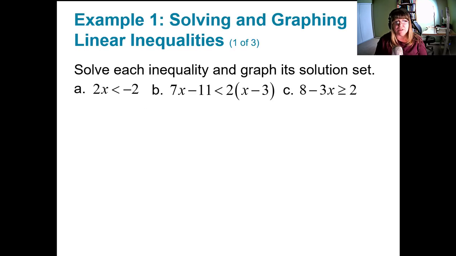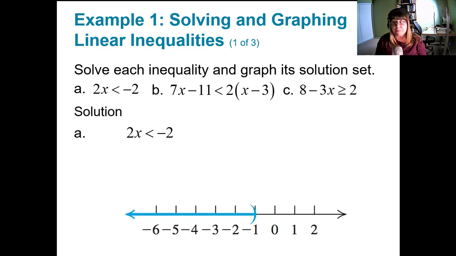Let's work through a handful of examples. We're going to solve each of these inequalities. We're going to graph the solution as well as state it in interval notation. So let's start with A. 2x is less than -2. I'm going to divide each side by 2, but 2 is a positive number, so I don't flip the symbol at all, and I get x is less than -1. Because we're not including -1, we do a parenthesis and we put it to the left.